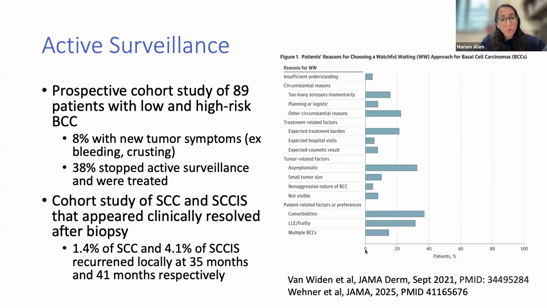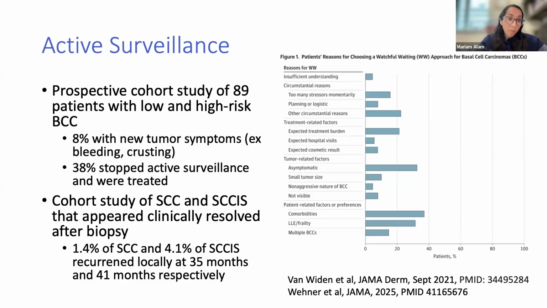And this chart is just from one of these studies, and it shows the reasons why people chose to pursue active surveillance, which I think is relevant to a lot of your patients. Too many stressors in their life, hard to get to treatment. They were worried about the cosmetic outcome. And frailty being a big chunk of these patients down at the bottom of that slide. So I think that depending on the patient, this can be a really reasonable strategy.